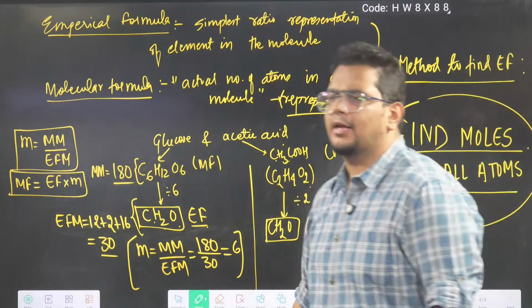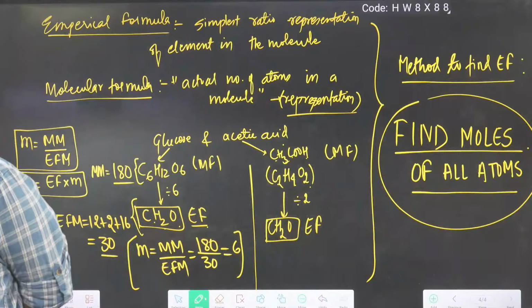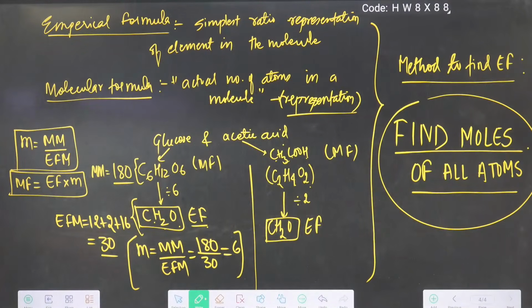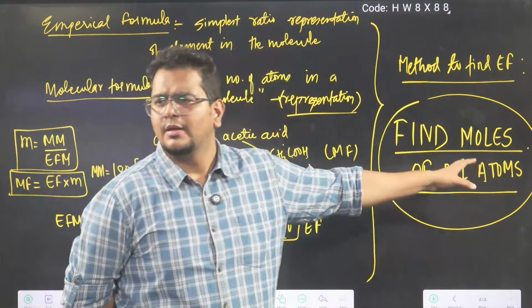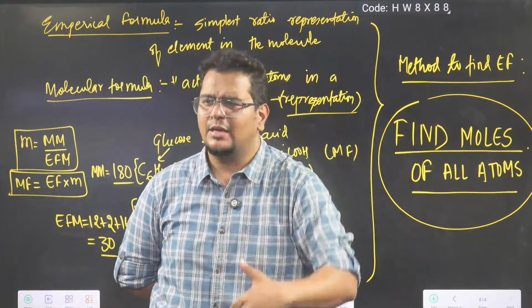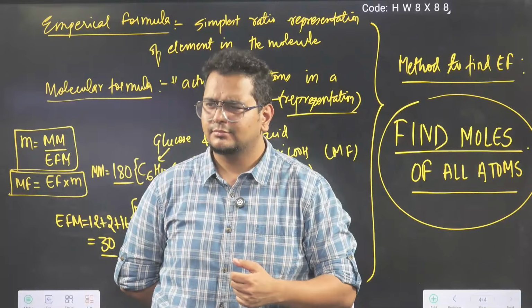The method of finding the empirical formula is to find moles. Given mass by molar mass, given number by Avogadro number, volume of a gas at STP by 22.4 liter per mole. This is the method to find the empirical formula. Not clear? Find mole, a very lengthy method. Find mole. Ready?